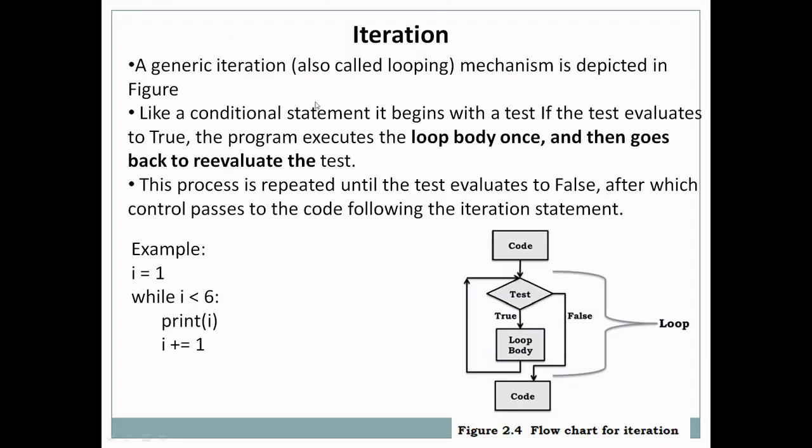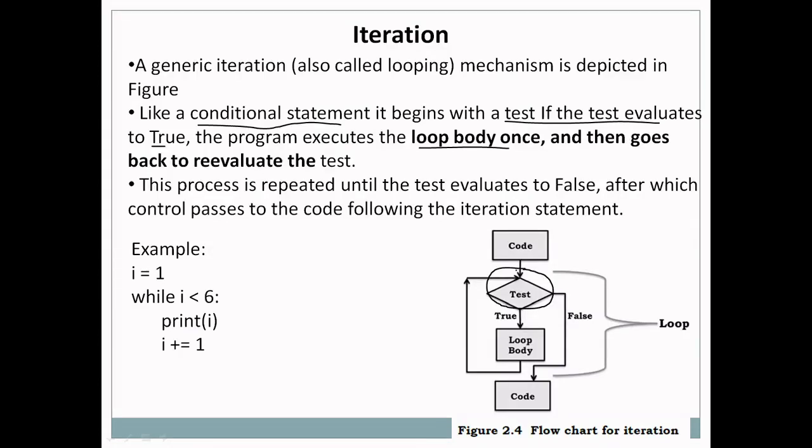So the generic iteration mechanism is shown in the figure down here. Let's look at how iterations work. An iteration statement is like a conditional statement. It begins with a test, and if the test evaluates to true, the program executes the loop body once and then goes back to re-evaluate the test. So this is the test condition.